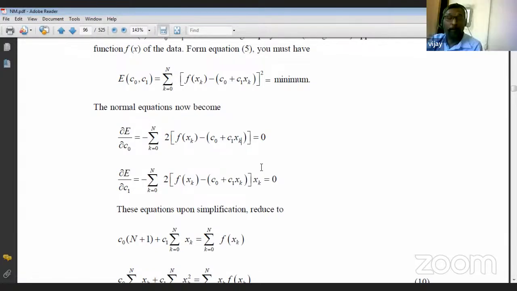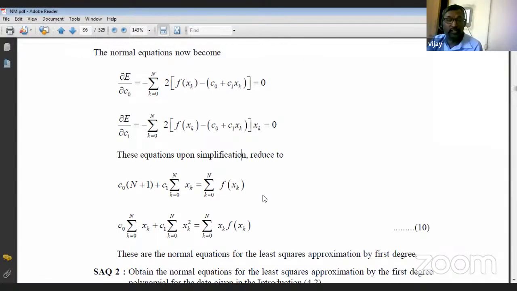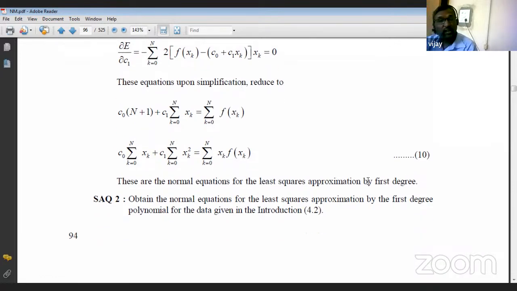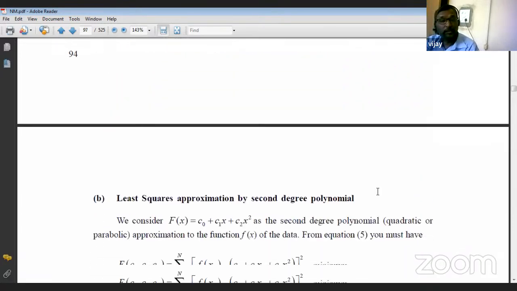These equations upon simplification reduce to c0 times n plus 1 plus c1 summation of k equal to 0 to n x k, equal to summation of f of x k. Then c0 summation of k equal to 0 to n x k plus c1 summation of k equal to 0 to n x k square, equal to summation of k equal to 0 to n x k f of x k. Here x k is taken out of the summation as a constant. These are the normal equations for the least square approximation by the first degree polynomial.